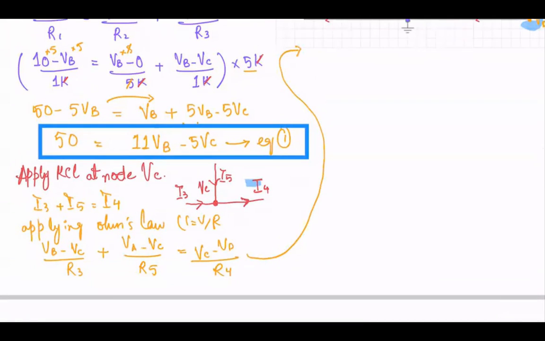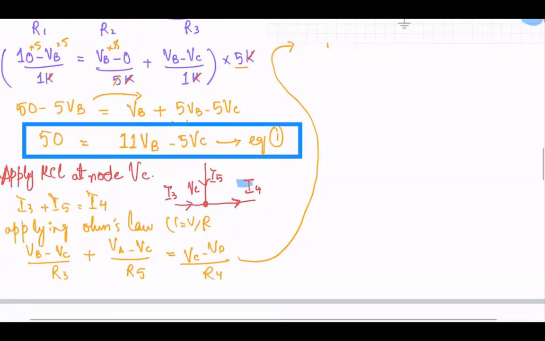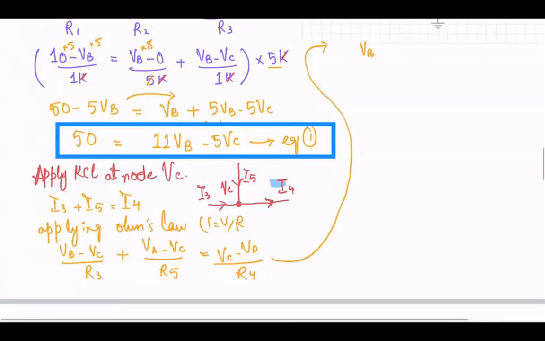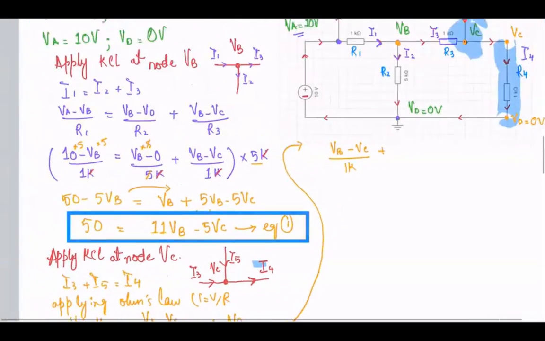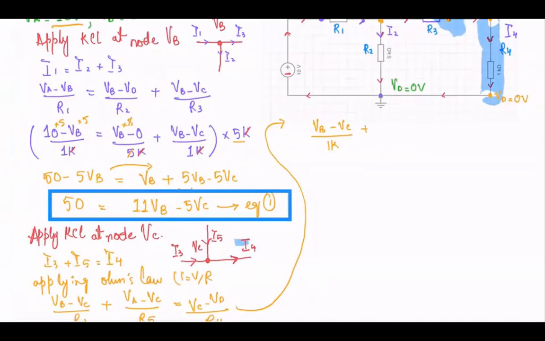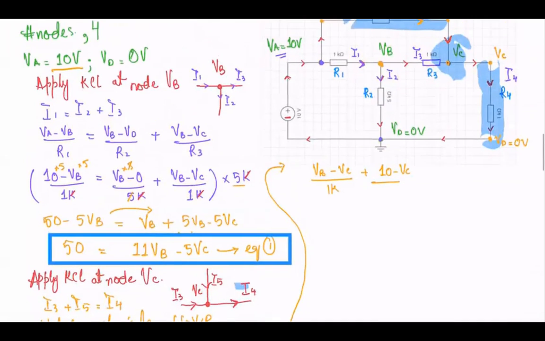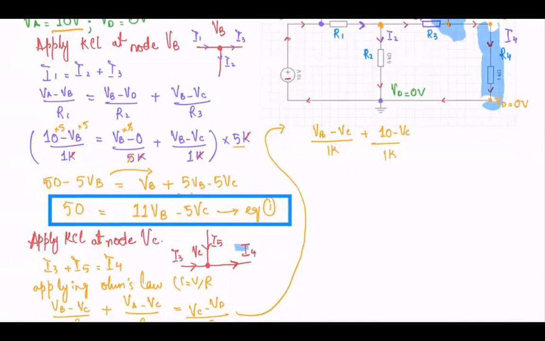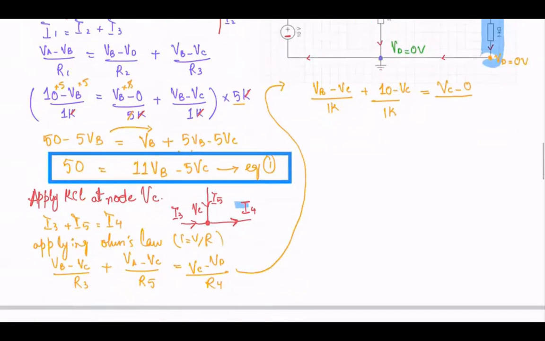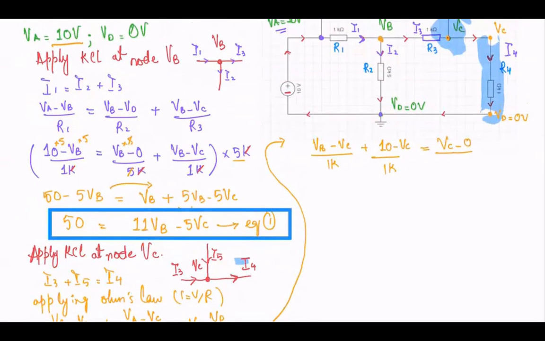And then plugging the values in there. VB minus VC over R3. R3 is 1K, plus VA. Is VA known? Yeah, VA is known. VA is 10 volts here, correct? So 10 minus VC over R5. R5 value is 1 kilo ohm, so I get 1K here, equals VC minus VD. VD is 0, so that would be just VC minus 0, and then over R4, so R4 is 1K, okay?